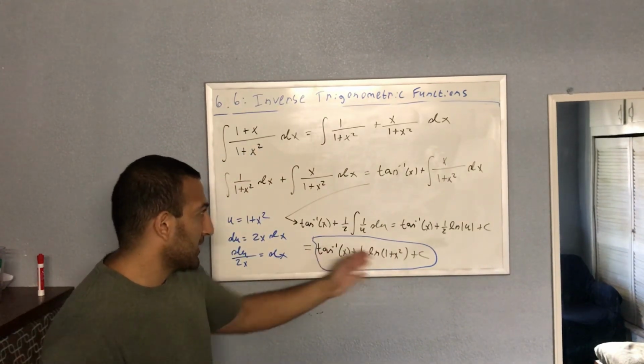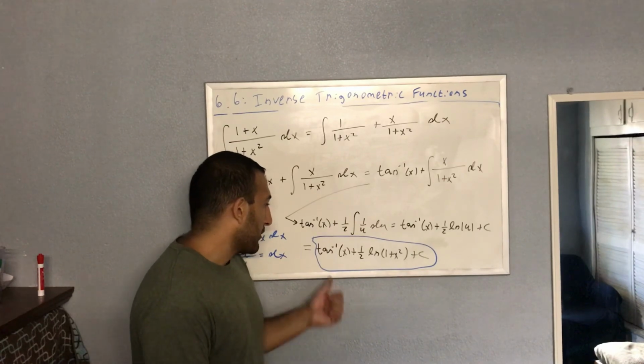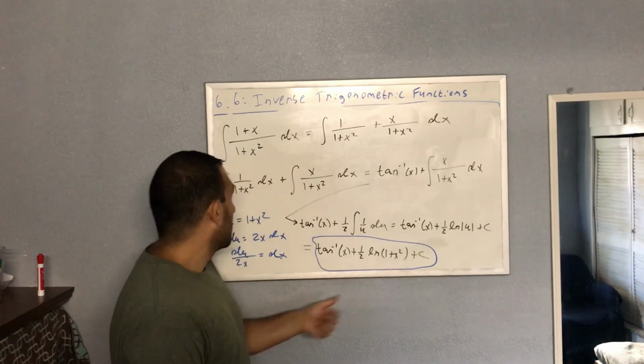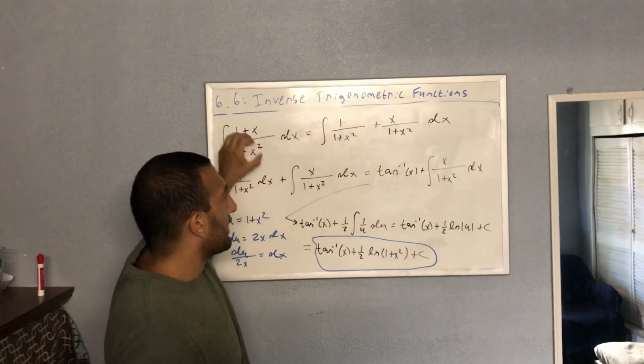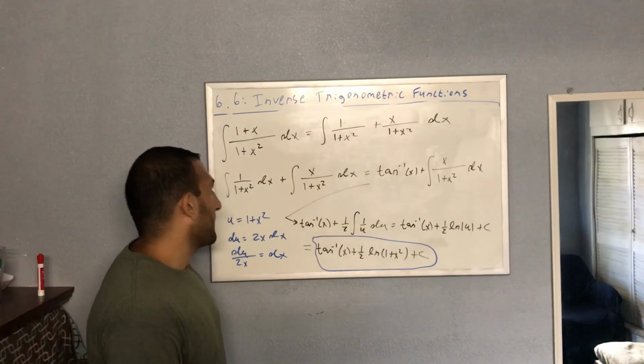And you can see that this looks pretty dang complicated, but remember, if you take the derivative of this, you should end up back with this or that. They're the same thing. But you should end up back to the original function that you had.